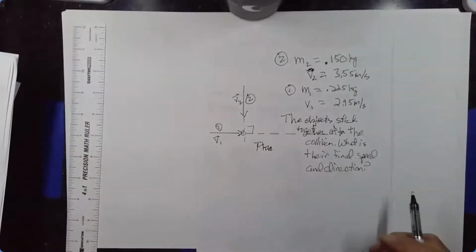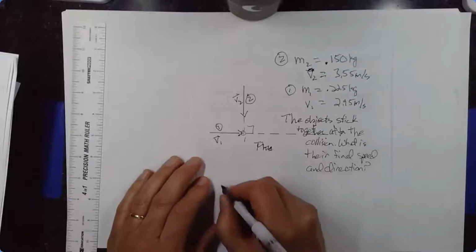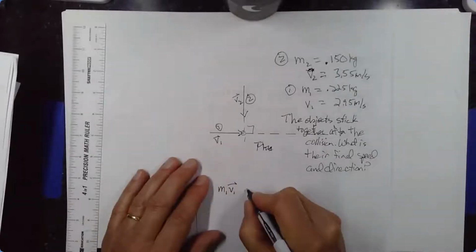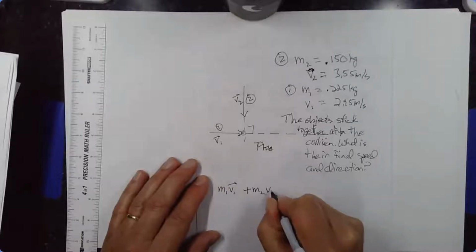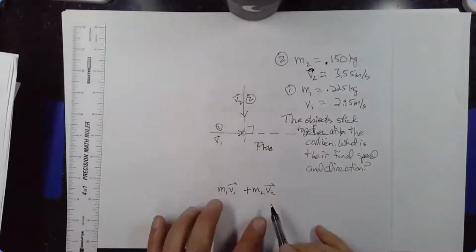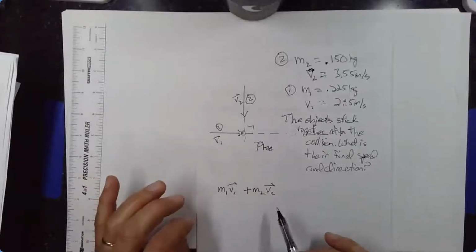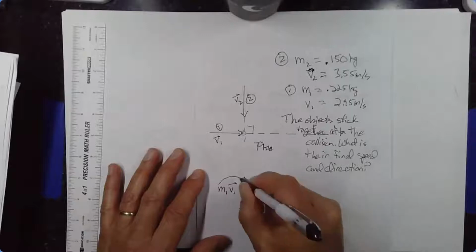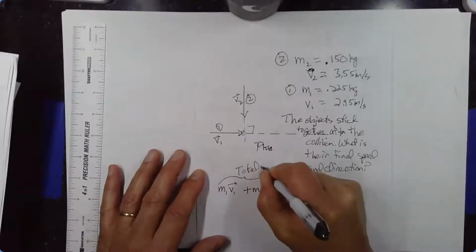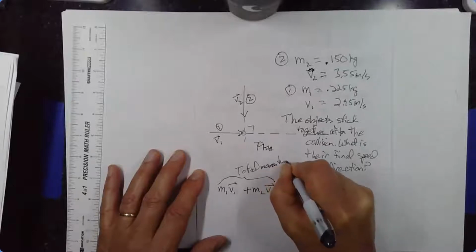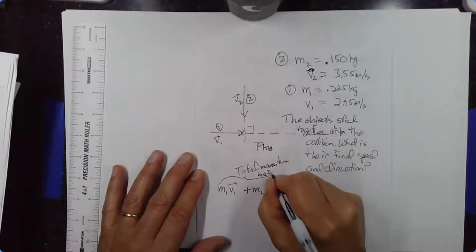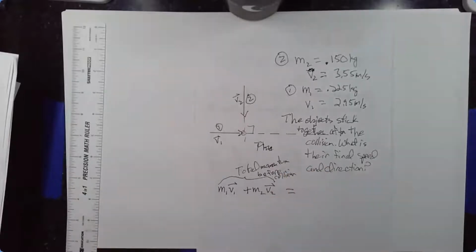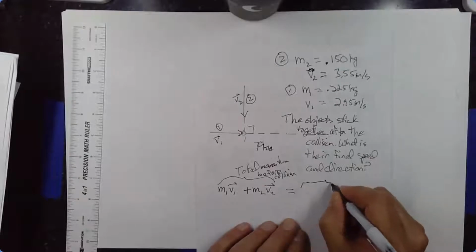Well, momentum is conserved in collisions. And so something I can say is that m1 v1, which is the initial momentum of object 1, plus m2 v2. Now I've got arrows on top of these, which means these are both vectors and their direction is going to have to be taken into account. That's the total momentum before the collision. That has to equal the total momentum after the collision, because momentum is always conserved.